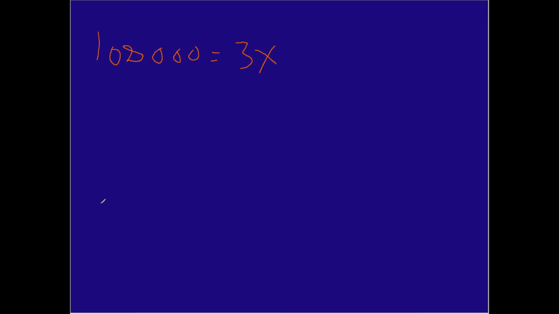And it'll only leave me with the, not the x, it'll remove the 3, I'm sorry. It'll leave me with only the x by itself. So I divide both sides by 3. And so let's see here. Down here at the bottom, 108,000 divided by 3 is going to be 36,000. And that'll equal x.